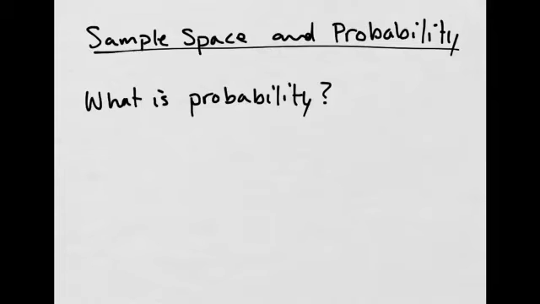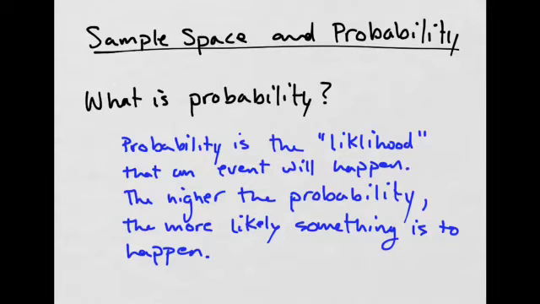What is probability? Well, it's the likelihood that something's going to happen. Hey, what does likelihood mean? It means how likely is it to happen? Is there a really high chance of it happening, or is there a really low chance of it happening? The description of the high or low chance of it happening, that's called likelihood. So there you go. Probability is the likelihood that an event will happen.